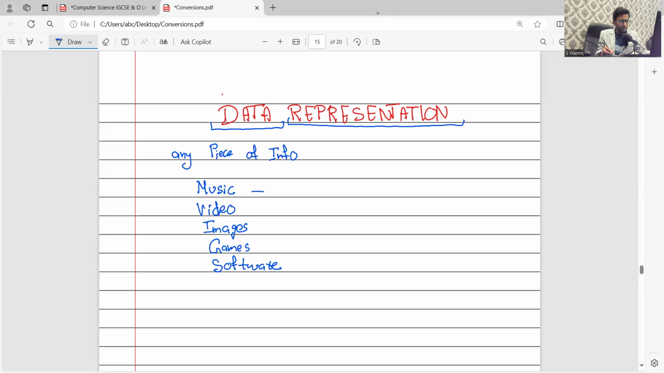For example, if it's music, it is mostly in the format of MP3. If it's a video, it's mostly in the format of MP4. If it's an image, it's like PNG or JPEG. If it's games or software, you can call it an executable file. But the point is that all of this data is in this form right in front of me.